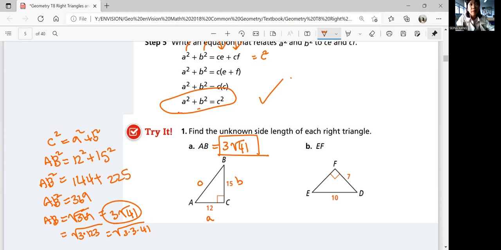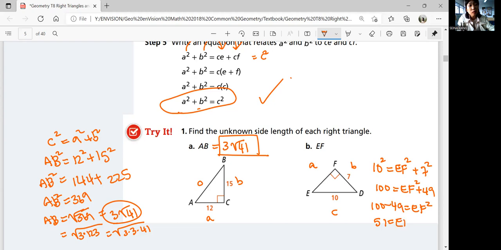And part B, EF is going to be the other side, and that's C, that could be A, that could be B. So C squared is already given, right? So your hypotenuse squared, 10 squared, is going to be A squared, your EF squared, plus 7 squared. Okay, so then you're solving for EF. So 10 squared is 100, is equal to EF squared plus 7 squared, which is 49. And so in order to figure out EF, you need to isolate it. So 100 minus 49 is equal to EF squared, and that's equal to 51. And so EF is simply square root 51. Can you simplify that? Not really. So you can just leave it as square root 51. Okay.